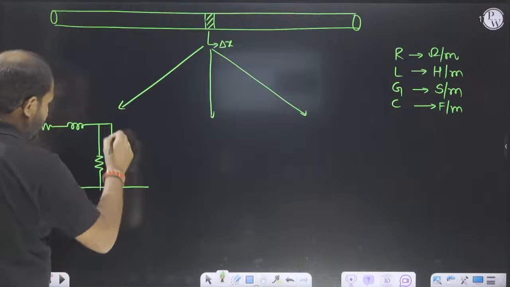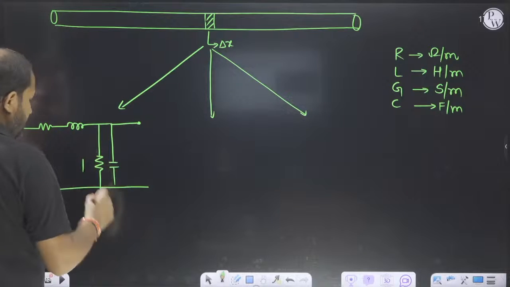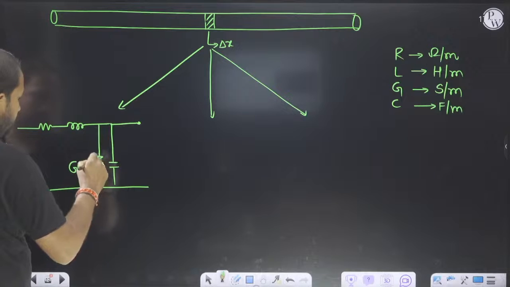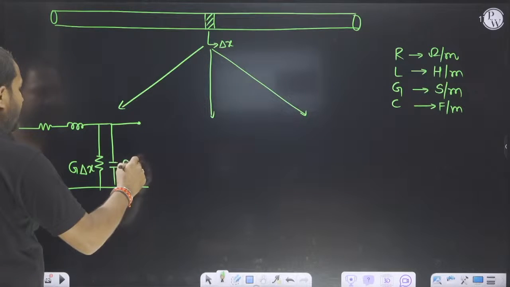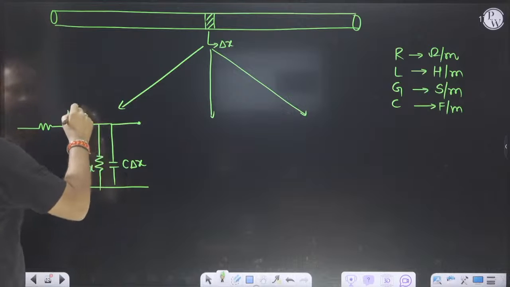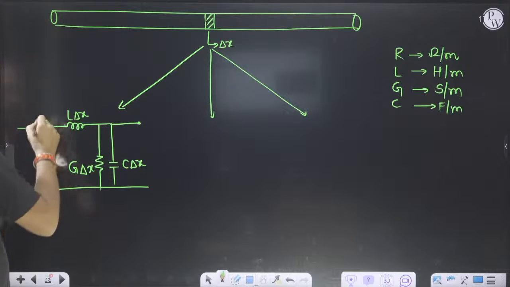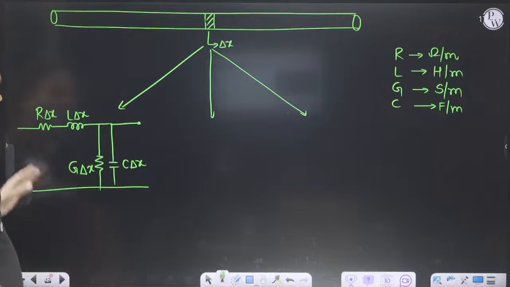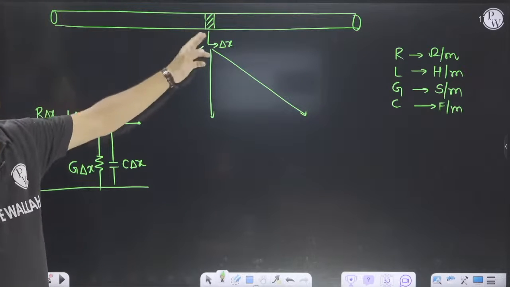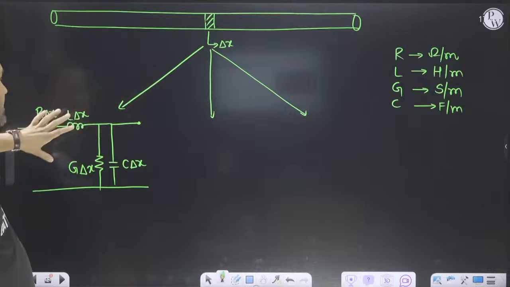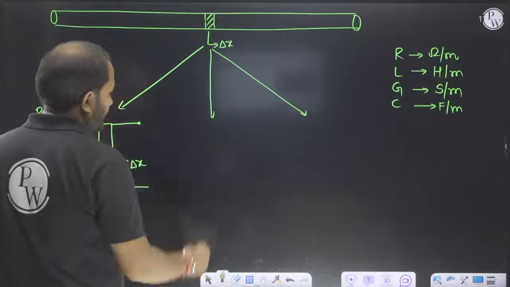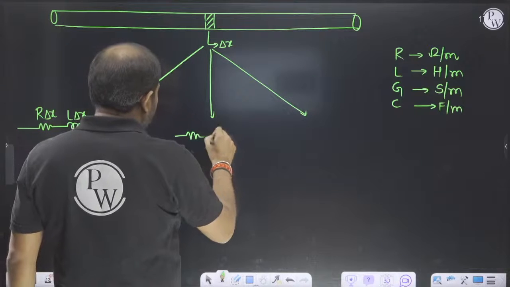So we can say that this one is G into delta x. Why? It is per meter. So G into delta x, C into delta x capacitance, L into delta x inductance, and R into delta x resistance. So why am I multiplying by delta x? Because this delta x section is replaced by a network. Then there is a T network also.